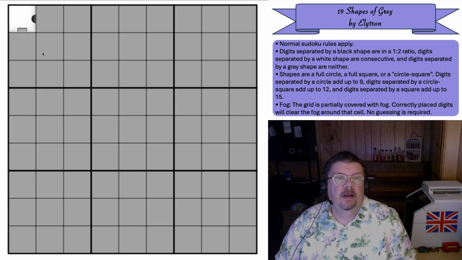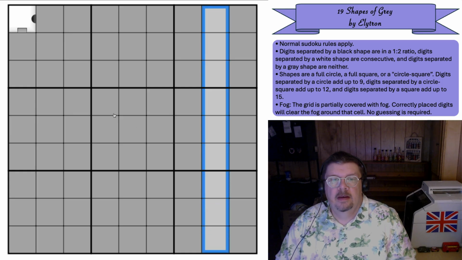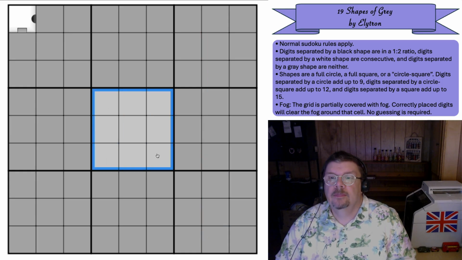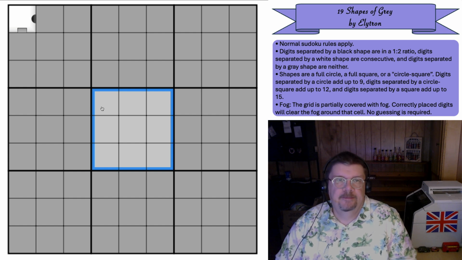Normal sudoku rules apply, so we're going to place the digits 1 to 9 once each in every row, every column, and every 3x3 box. Digits separated by a black shape are in a 1 to 2 ratio. Digits separated by a white shape are consecutive, and digits separated by a grey shape are neither.